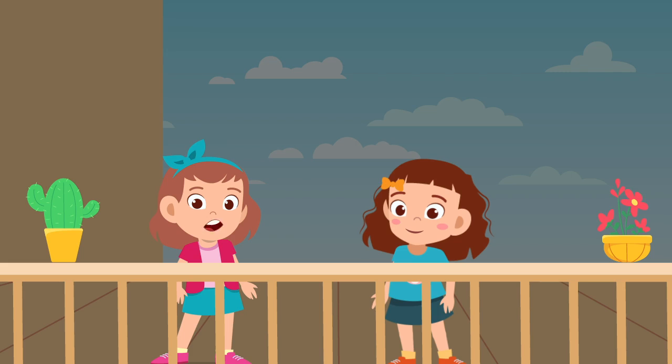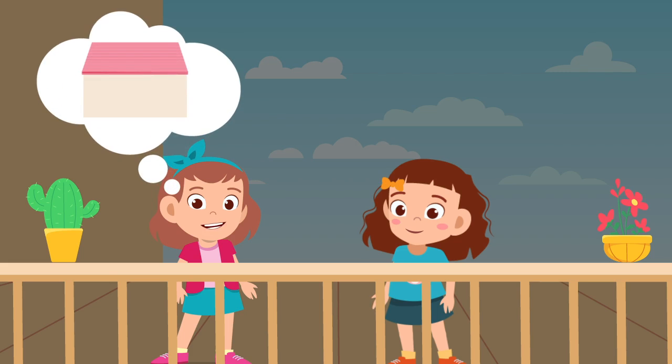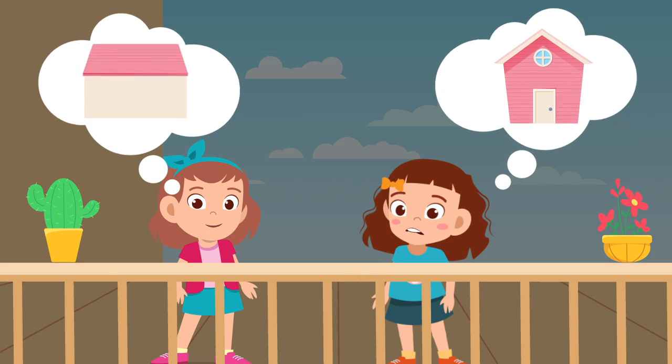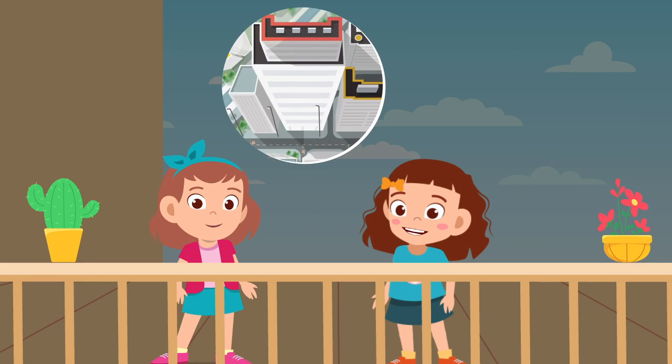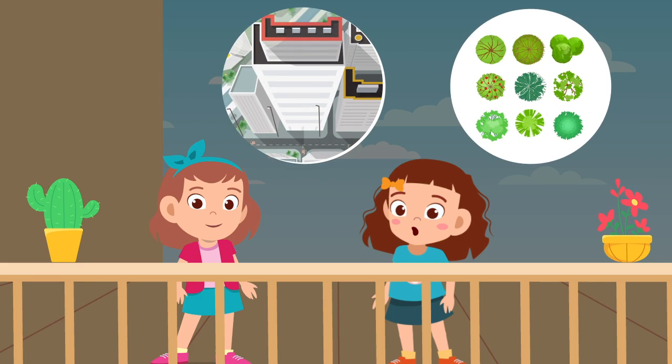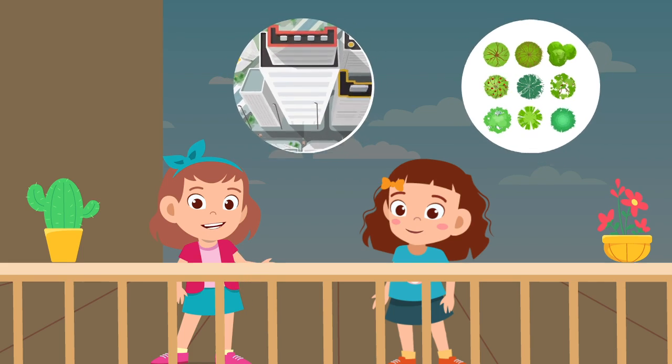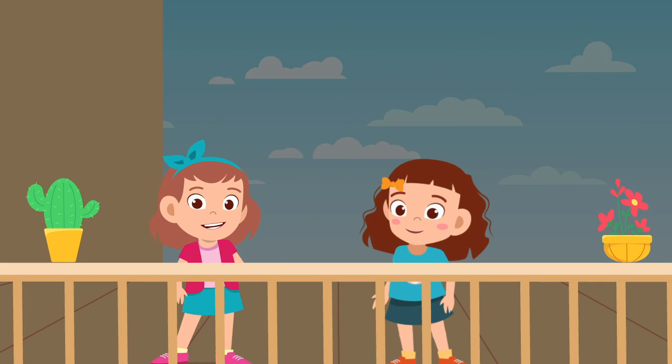All that I can see from my room is only the side view of the house. Oh, is it? That means from here we can see the front view. Also, these buildings look like small squares and the trees like grasses and bushes. Yes, this is because we can see their top views.